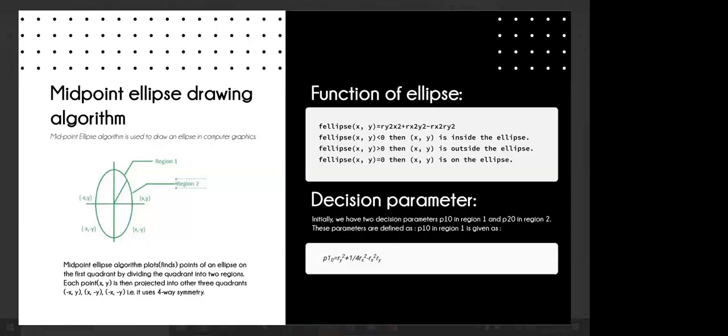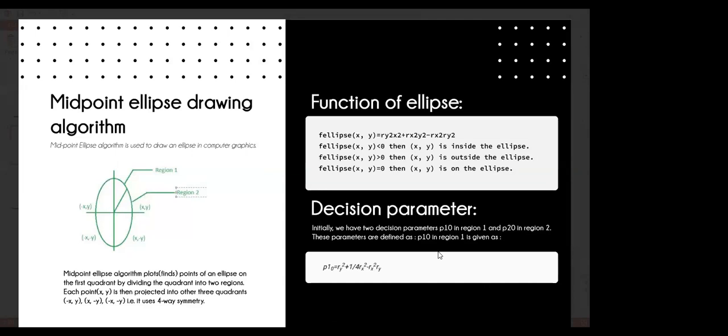So, moving on to the midpoint ellipse drawing. Ellipse drawing is not going to be a circle, but an ellipse. I mean, ellipse circles. It's a bit, I would say, squished. Squished circles, all right?